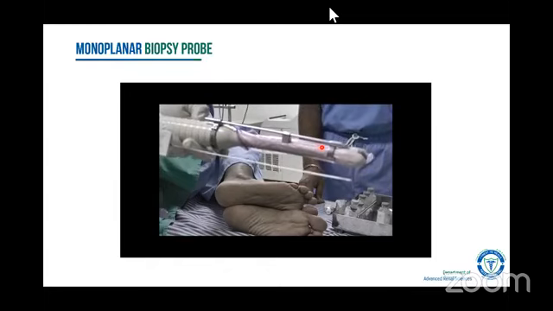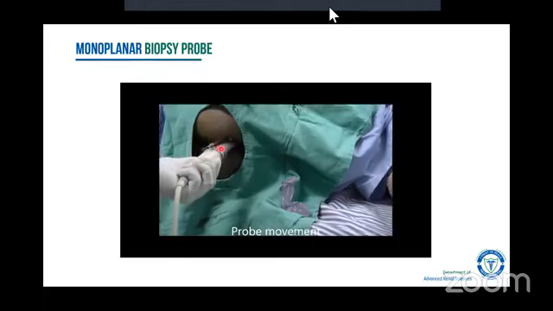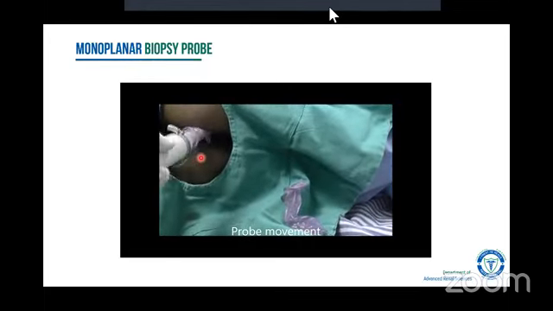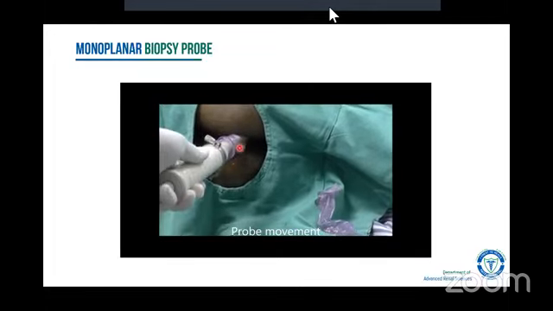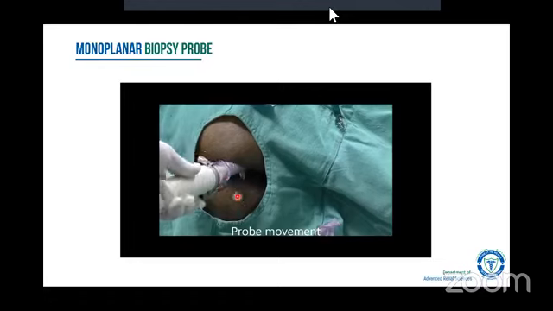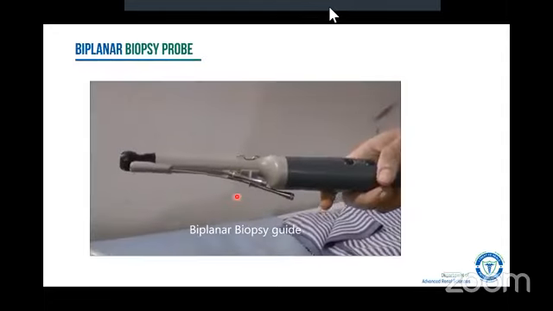The problem is that the guide is on one side of the array, and if you have to biopsy from the other side, you simply rotate the probe to the other side, and then you can biopsy from the left side also. Now this was the right side, this is the left side. Just rotate the probe, the image will flip, and you can take a biopsy from the other side. This is a biplanar biopsy probe.